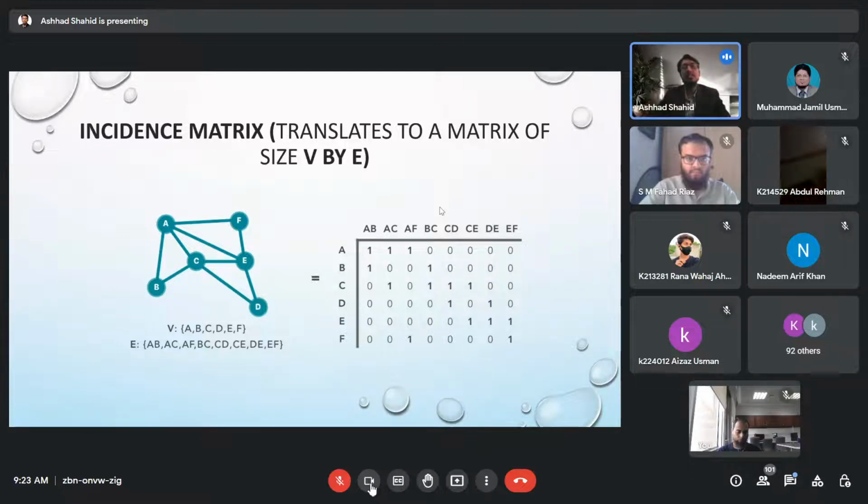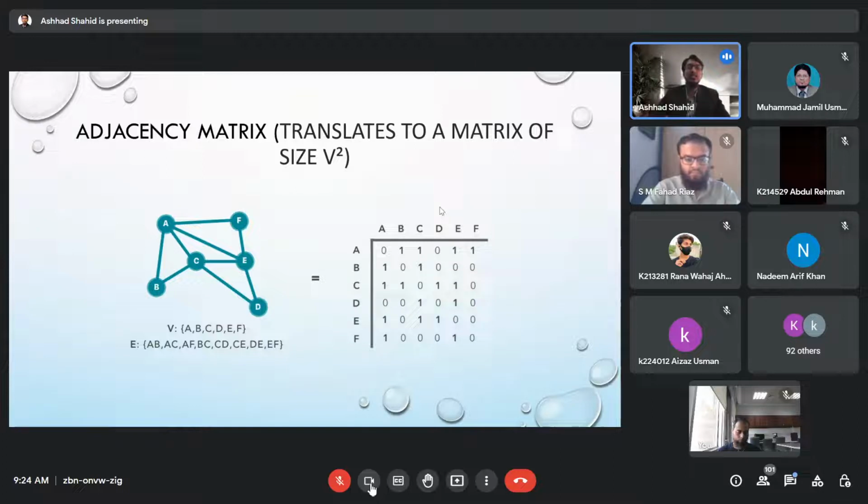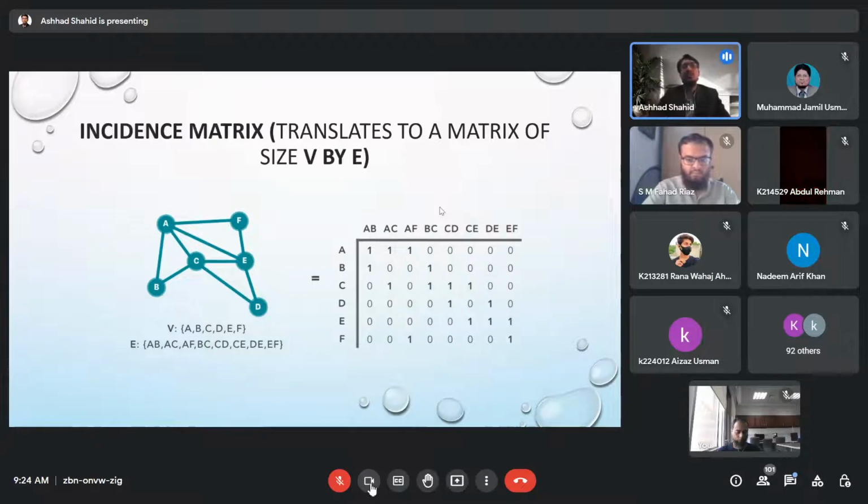It translates into a matrix of size V by E. So we have two sorts of matrices: the adjacency matrix, in which V is connected with V, meaning nodes are connected with nodes, and the incidence matrix, in which the nodes are connected with the edges of the graph.